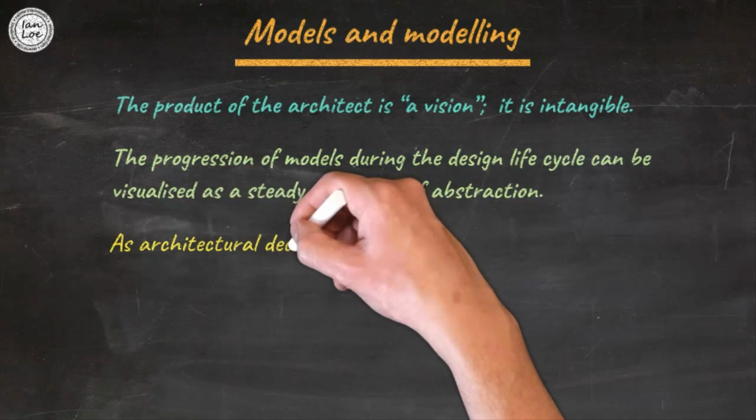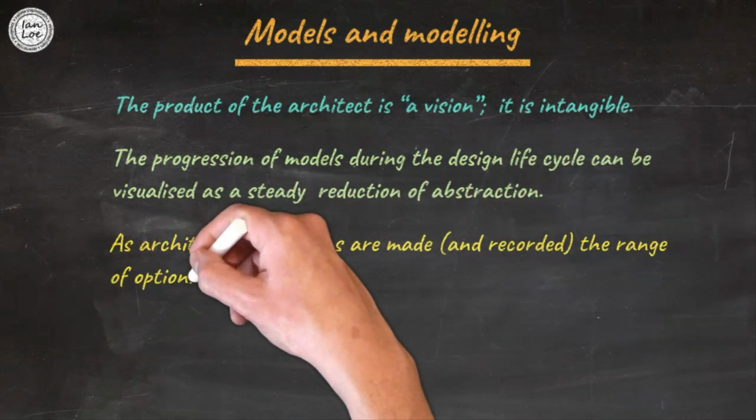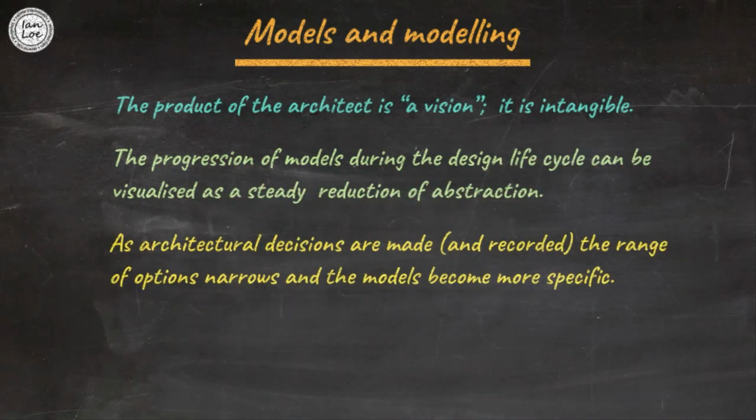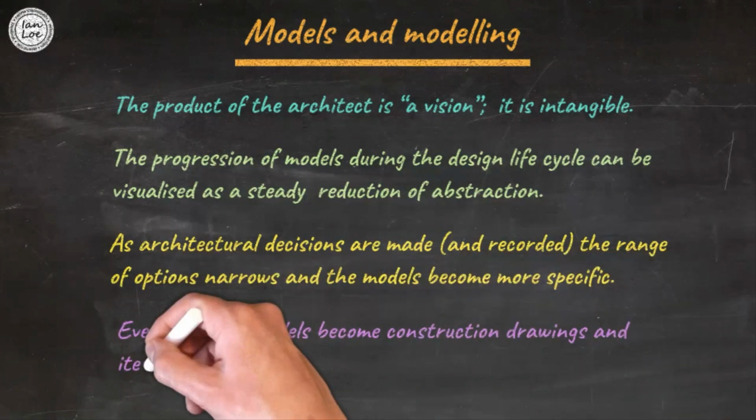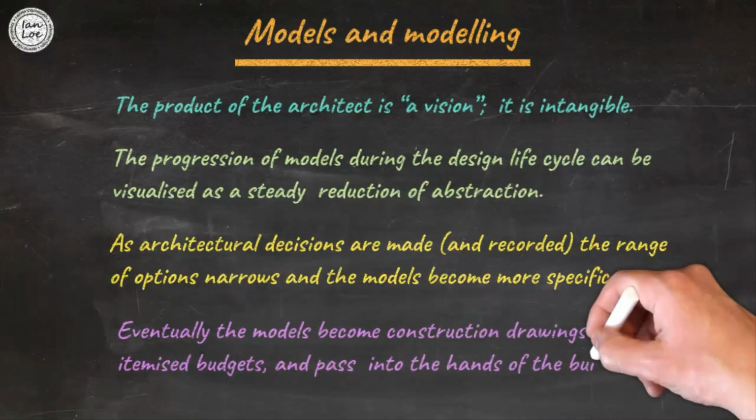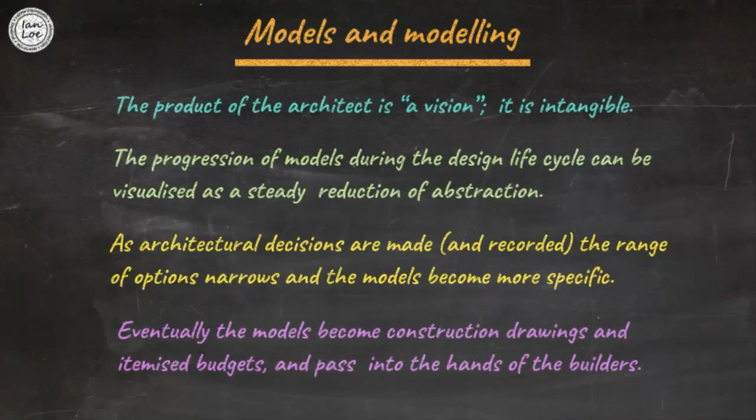As architectural decisions are made and recorded, the range of options narrows, and the models become more specific. Eventually, the models become construction drawings and itemized budgets, and pass into the hands of the builders or developers. Part of the architect's role is to determine which views are most critical to system success, build models for those views, and then integrate as necessary to maintain system integrity.